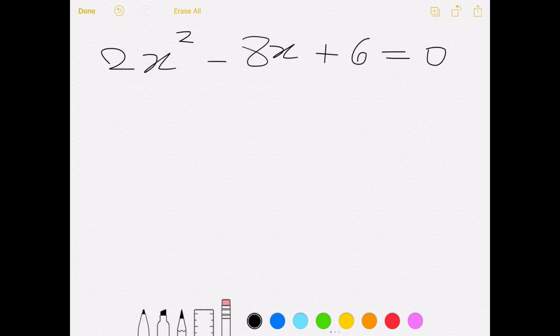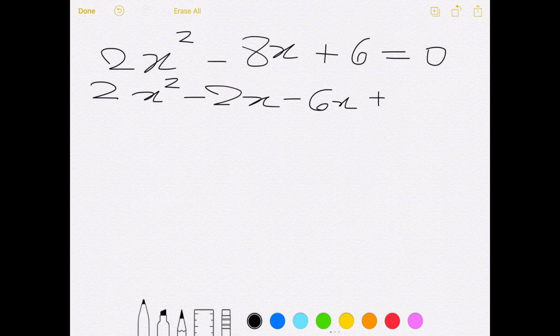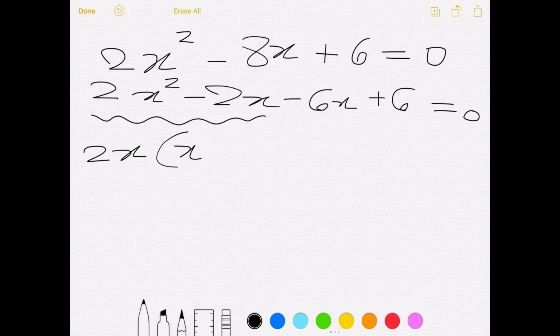So 2 into 6 is 12, and the factors are already in front of you, 2 and 6, such that if you add both the numbers, you get minus 8. We have to be careful with the signs because in the middle term we have a minus 8. So I'm splitting the middle term like this: 2x square minus 2x minus 6x plus 6 equals 0. Taking out a common factor from the first two terms, that would be 2x, (x minus 1), writing the same bracket again over here, x minus 1 equals 0.